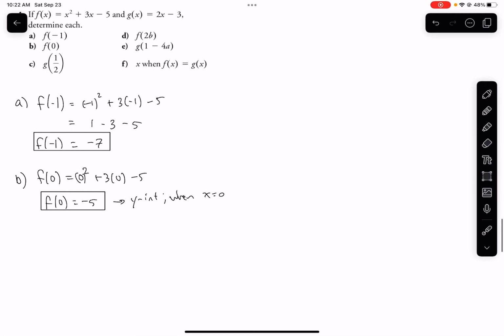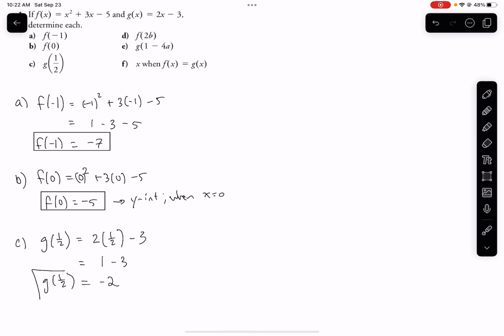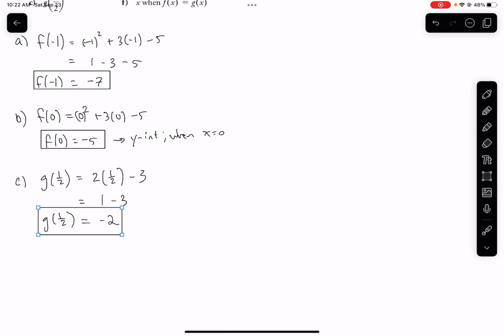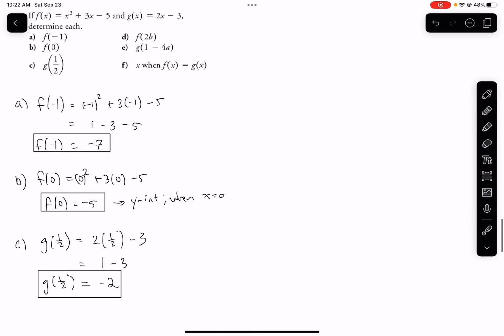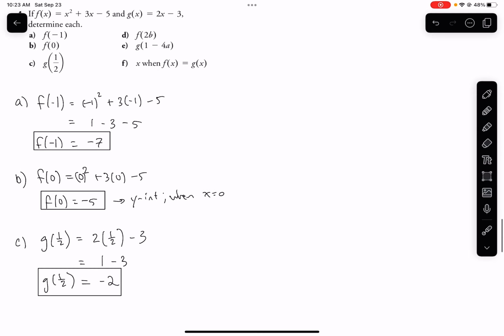Okay, C. Question C is asking us to evaluate the g function, g of x at 1/2, right? And so we're going to see that's equal to 2 times 1/2 minus 3. 2 times 1/2 is 1 minus 3 should be -2 when g is 1/2. Okay, remember the function notation is just a mapping. It's like a table of values, right? It's keeping track of x inputs and y outputs, right?